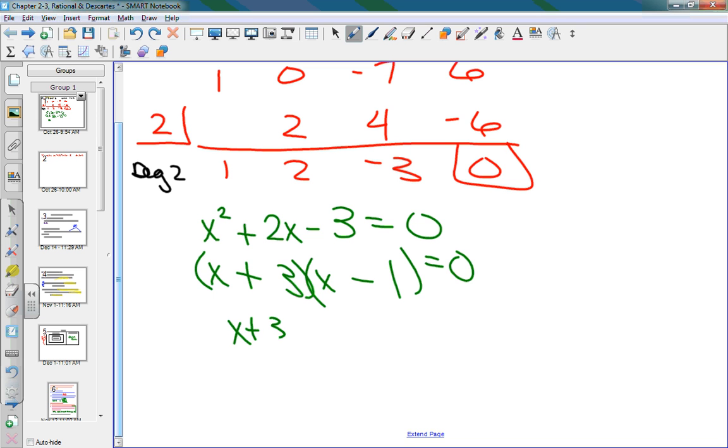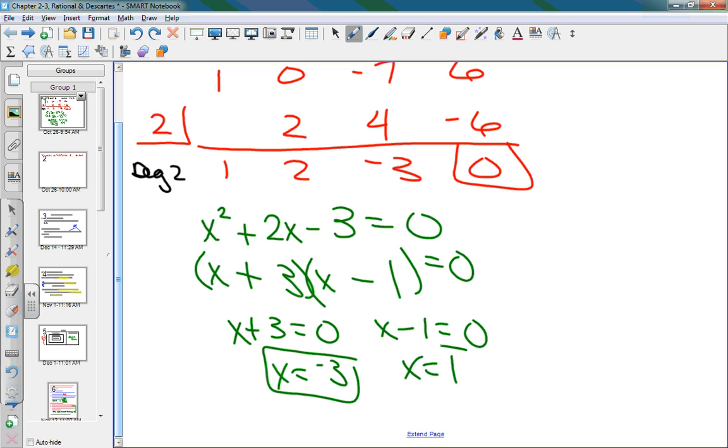So x plus 3 is equal to 0. X minus 1 is equal to 0. So x is equal to negative 3. X is equal to positive 1. Did I find all of my zeros and all of my factors? I did. Okay, and now I know what this thing looks like. Okay, do we understand that? Do you know how to do 11 through 14 now?